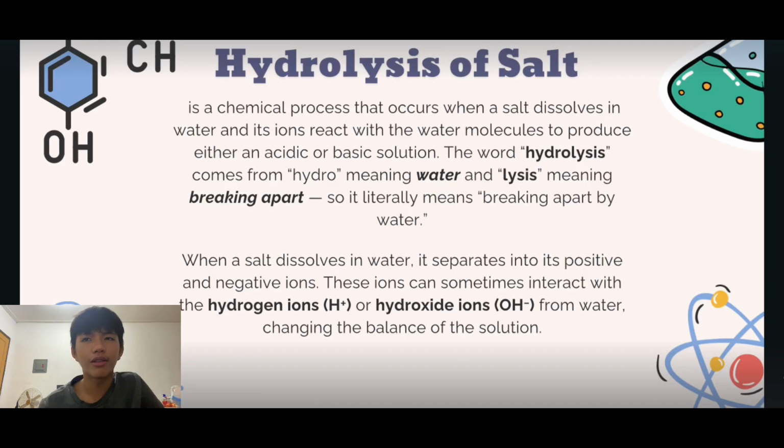When a salt dissolves in water, it separates into its positive and negative ions. These ions can sometimes interact with the hydrogen ions or hydroxide ions from water, changing the balance of the solution.